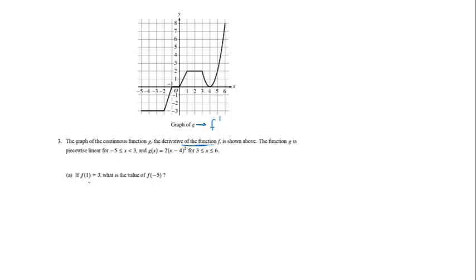Alrighty, so part A says if f of 1 is equal to 3, what is the value of f of -5? All right, this is one of those problems where you'll notice that there are two x values given. They're asking something about f when they give you information about f prime, and that's just going to be one of our standard setup of fundamental theorem of calculus problems. So I'm going to go ahead and set up an integral. The two values that I will use will be -5 and 1. We will be taking the integral of f prime.